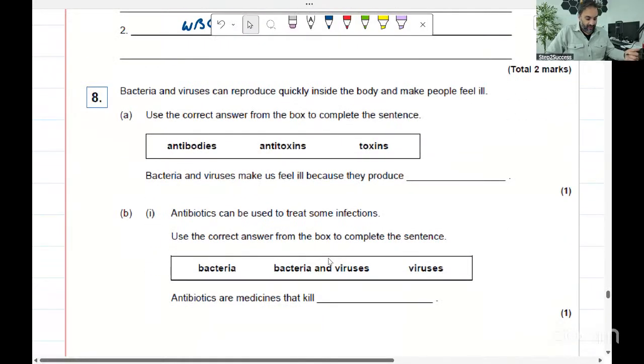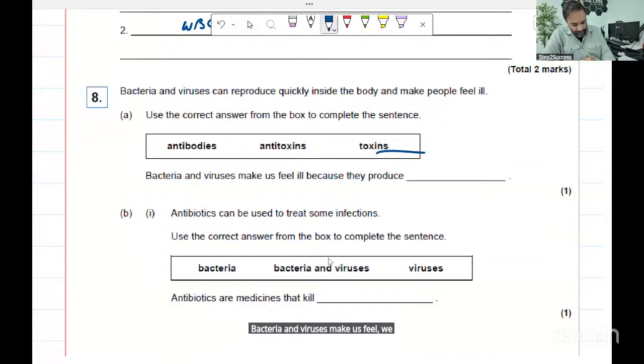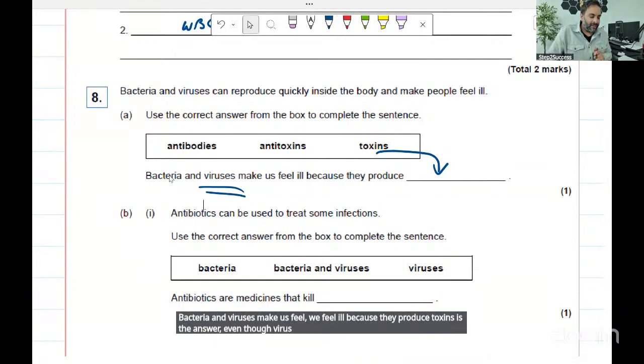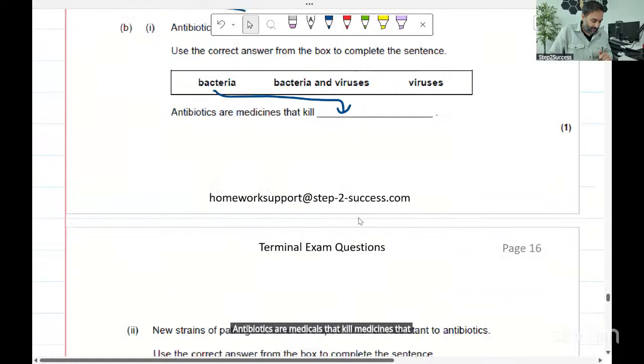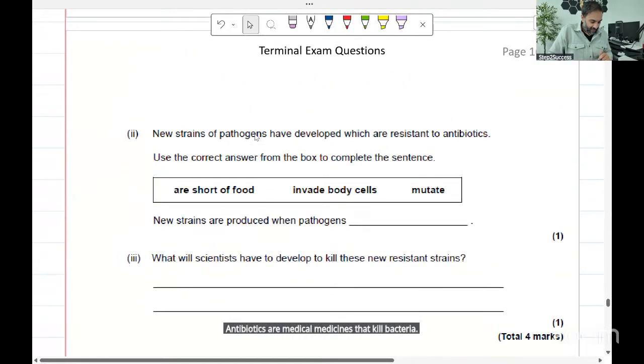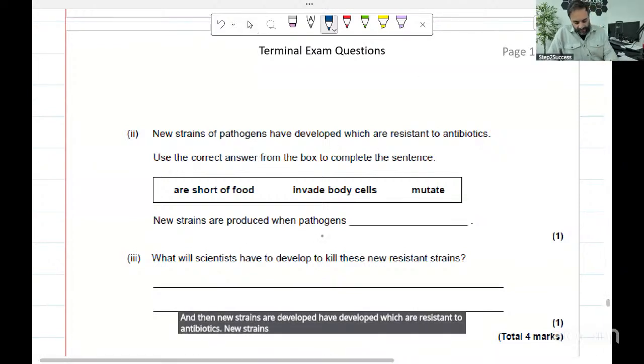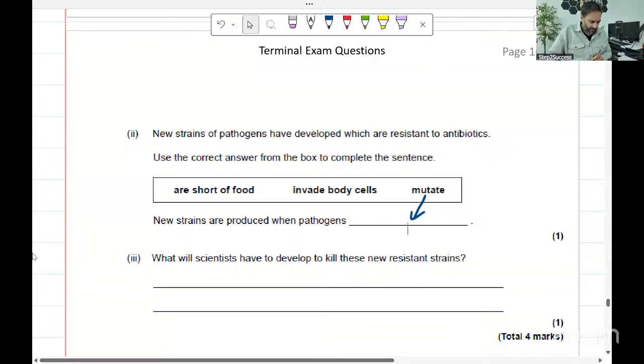Bacteria and viruses make us feel ill because they produce toxins is the answer, even though viruses actually do something else. Antibiotics are medicines that kill bacteria. And then new strains have developed which are resistant to antibiotics. New strains are produced when pathogens mutate. Yeah, I think that's what it is.